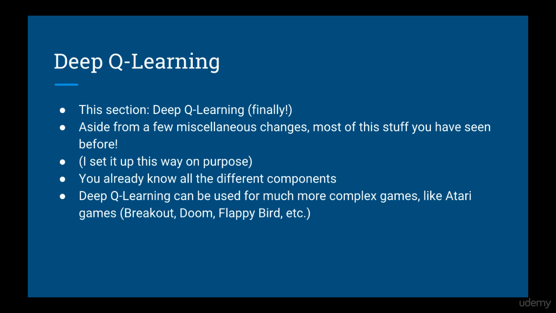What you should find interesting is that aside from a few miscellaneous modifications, most of this stuff you have already seen before. I've set you up so that you already know all the different components that are going to go into this. Specifically, Deep Q learning can be used for playing much more complex games, like Atari video games, using techniques you already know, plus a few minor modifications.